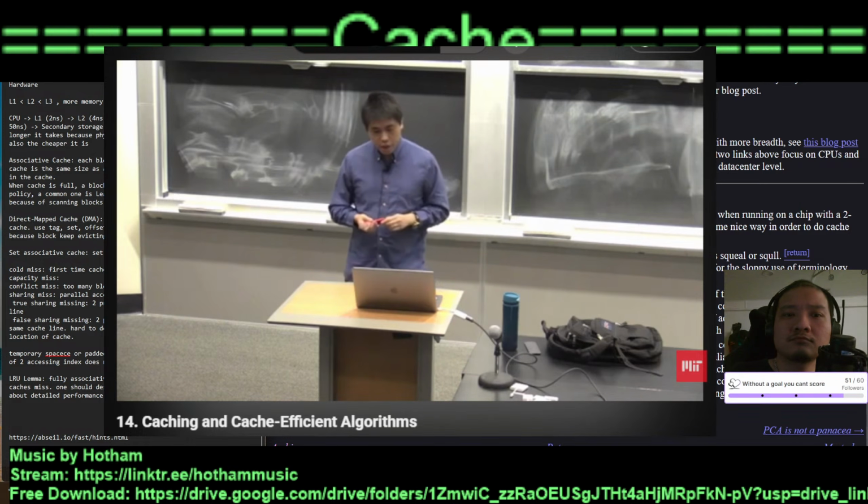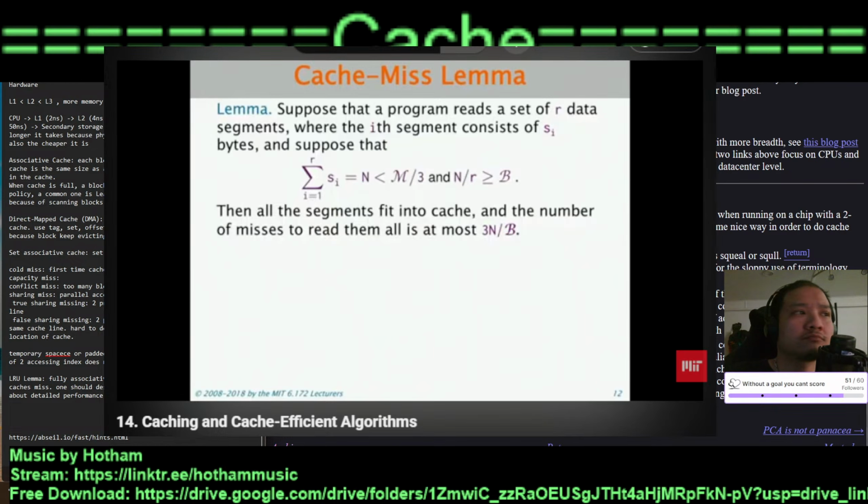Okay, so let's start analyzing the number of cache misses in programs. So here's a lemma. The lemma says, suppose that a program reads a set of R data segments where the ith segment consists of s_i bytes. And suppose that the sum of the sizes of all of the segments is equal to n. And we're going to assume that n is less than m over 3. So the sum of the size of the segments is less than the cache size divided by 3.